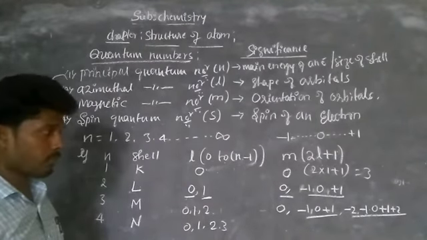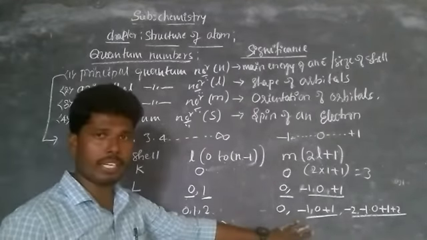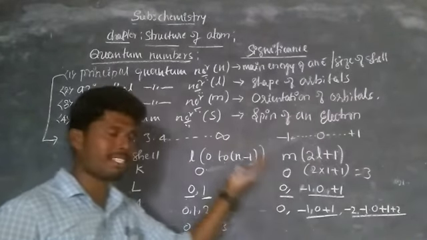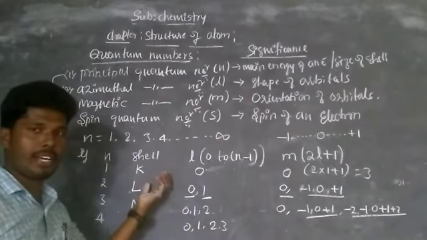These M values indicate the orientation of orbitals and the number of orbitals present in each shell.